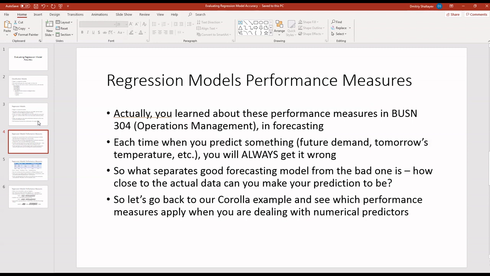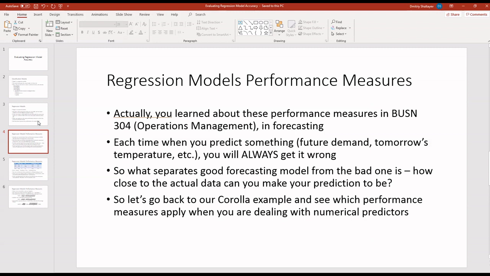Well, if you already took BUSN 304 Operations Management, you studied forecasting there. Forecasting is predicting the future. What we're studying right now is predicting a numerical target, so conceptually, it's the same. In most cases in operations management, when talking about forecasting, you predicted the future demand. You can predict anything really. You can predict the stock price. You can predict the temperature. You can predict anything else numerical. Or future demand, that's the most frequently predicted measure.